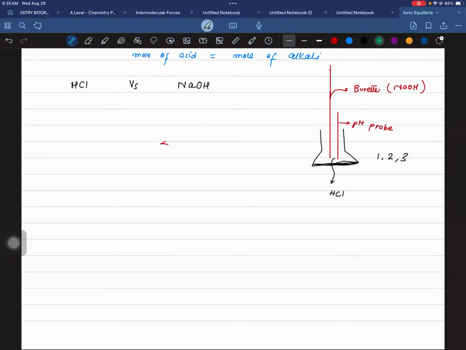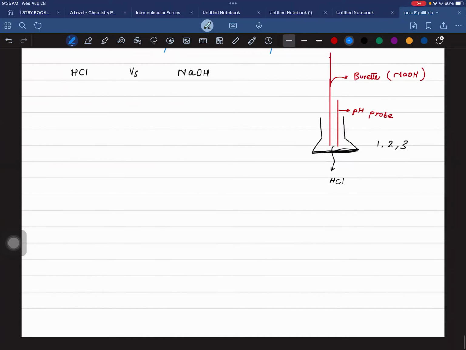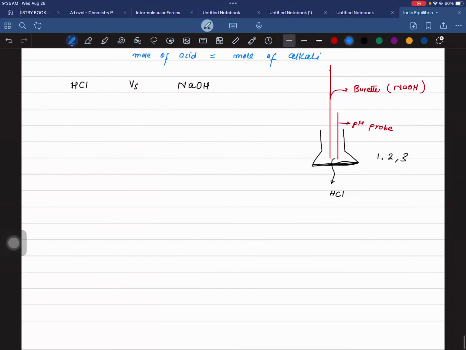And then when you are going to add sodium hydroxide from the burette, obviously the pH would be increasing slightly. The time would come when the pH would be equal to 7. Like the neutralization is going to take place during this titration. So if you can see, this is the volume of NaOH added, and this is the pH.